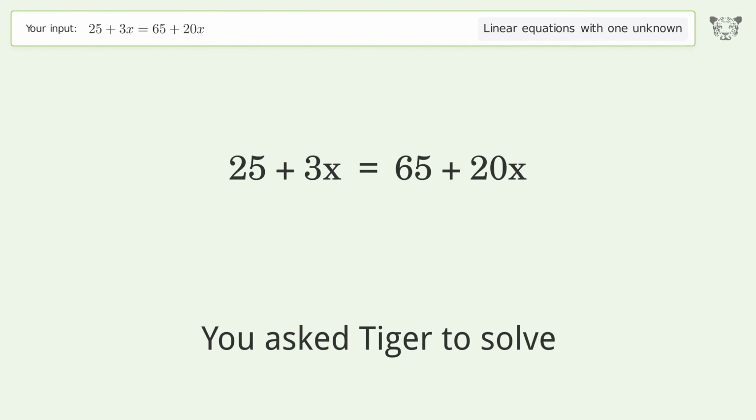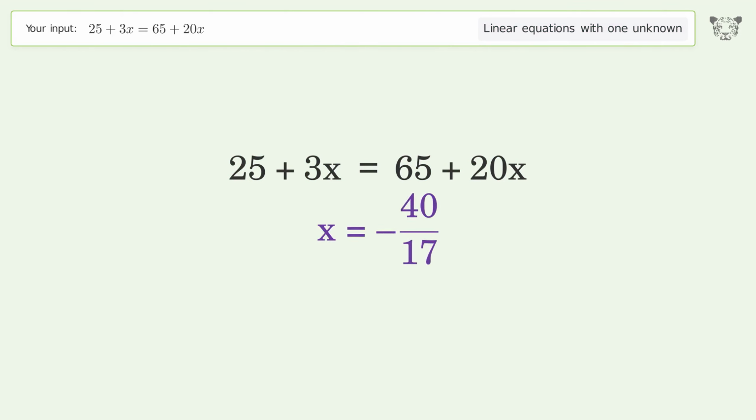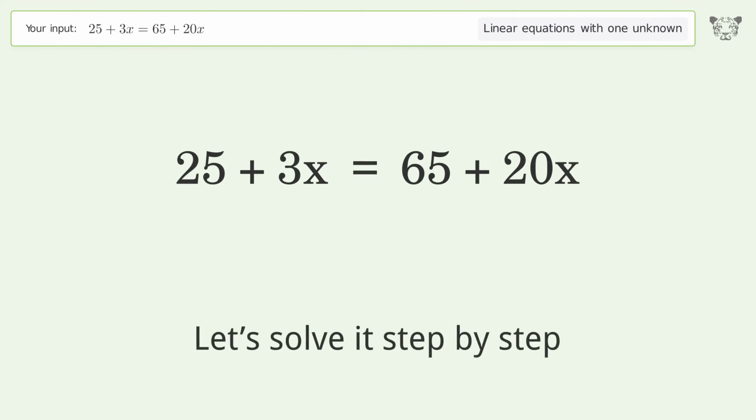You ask Tiger to solve this. This deals with linear equations with one unknown. The final result is x equals -40/17. Let's solve it step by step.